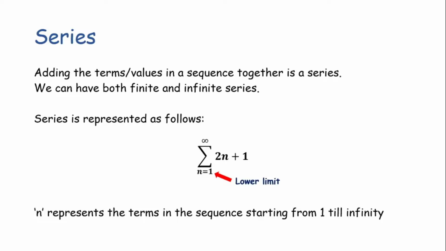Our series is bounded by a lower and upper limit. In this case, n is equal to 1 is the lower limit of the series, and infinity the upper limit.